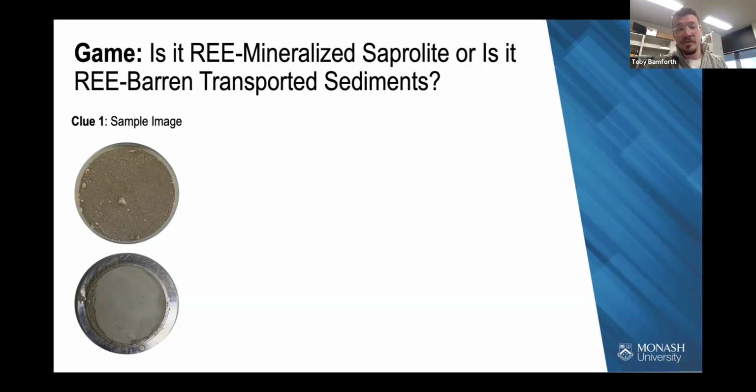In regolith-hosted rare earth deposits, you're looking a lot of the time at regolith. You're looking at unconsolidated material. A lot of the time it looks very, very inconspicuous. It's really hard to determine whether you have mineralization in your sample and whether it's part of transported sediments or part of a weathered in situ saprolite. So with these deposits, looking at the sample itself is not going to do much. It's also super fine grained, right? It's mostly clays and fine grained quartz, etc. So we can't look at the sample and determine it.